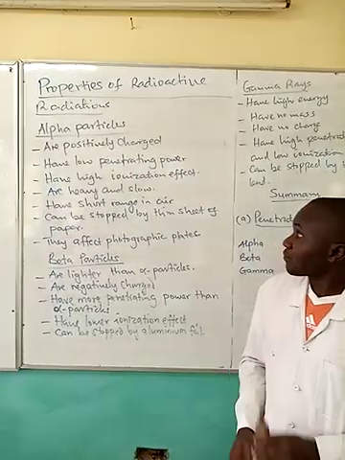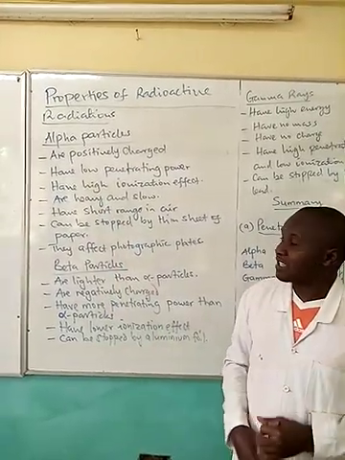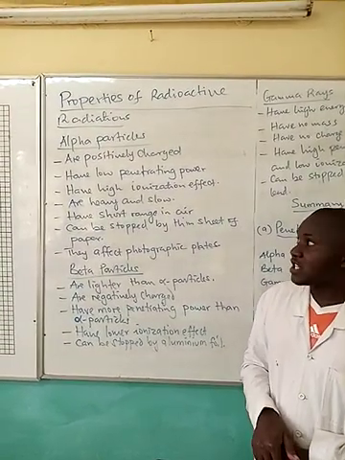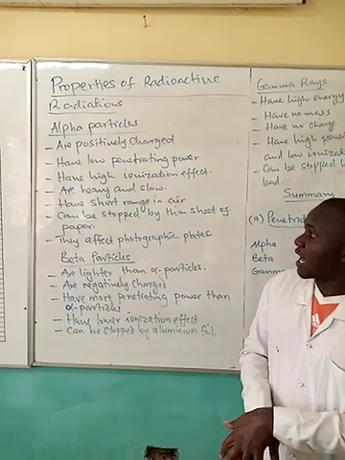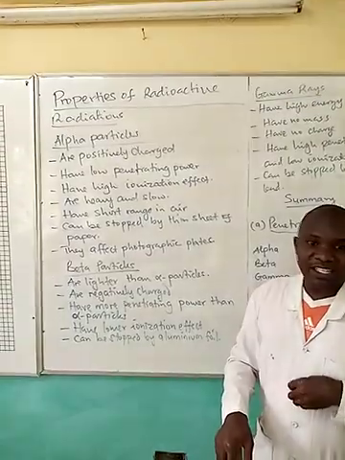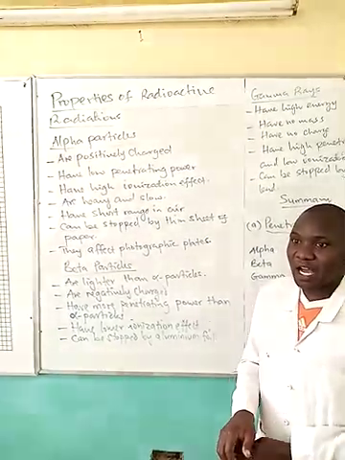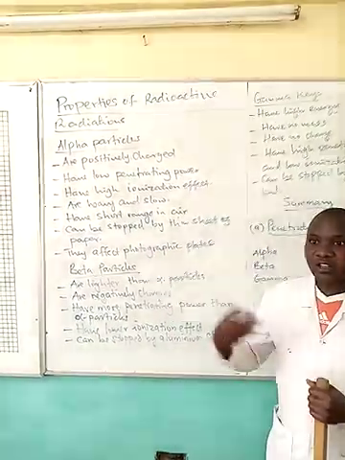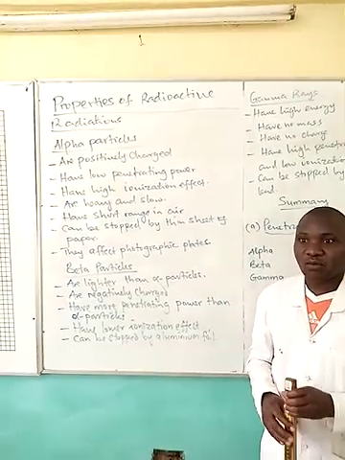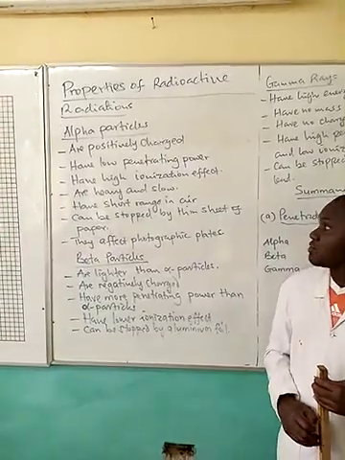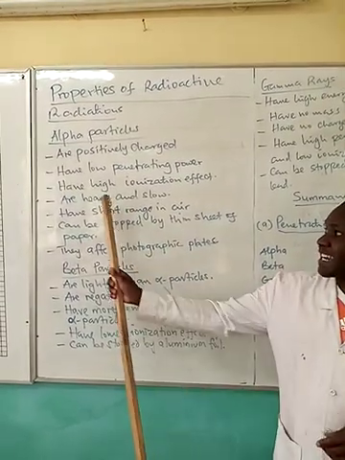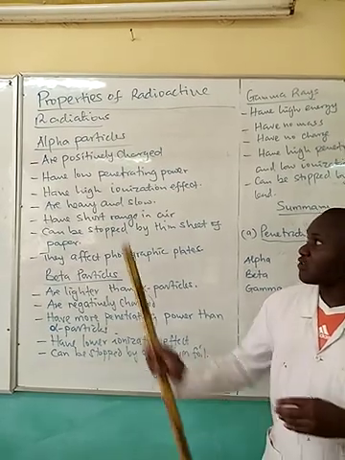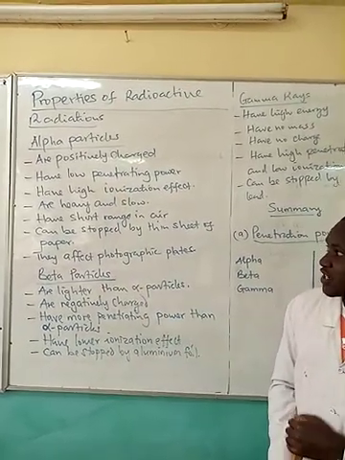Second property is that it has low penetrating power, and that goes hand in hand with the high ionization effect. The penetrating power relies so much on the energy. Because these particles are heavy and slow, they always have very low energy, and therefore they don't penetrate easily. Ionization is about knocking off of particles when they flow through air. Because they are heavy, they tend to hit air particles along their path, and that will make them have high ionization effect.